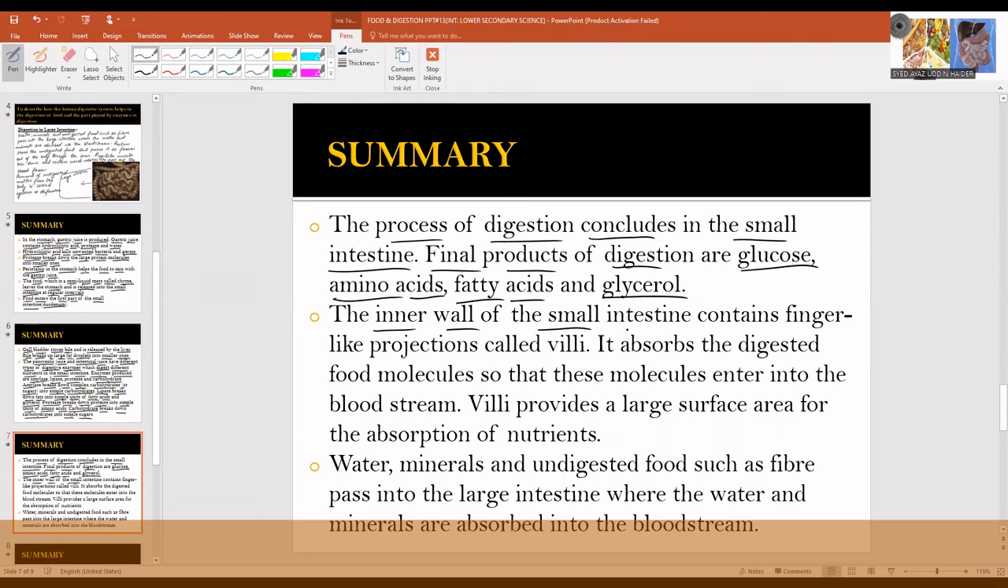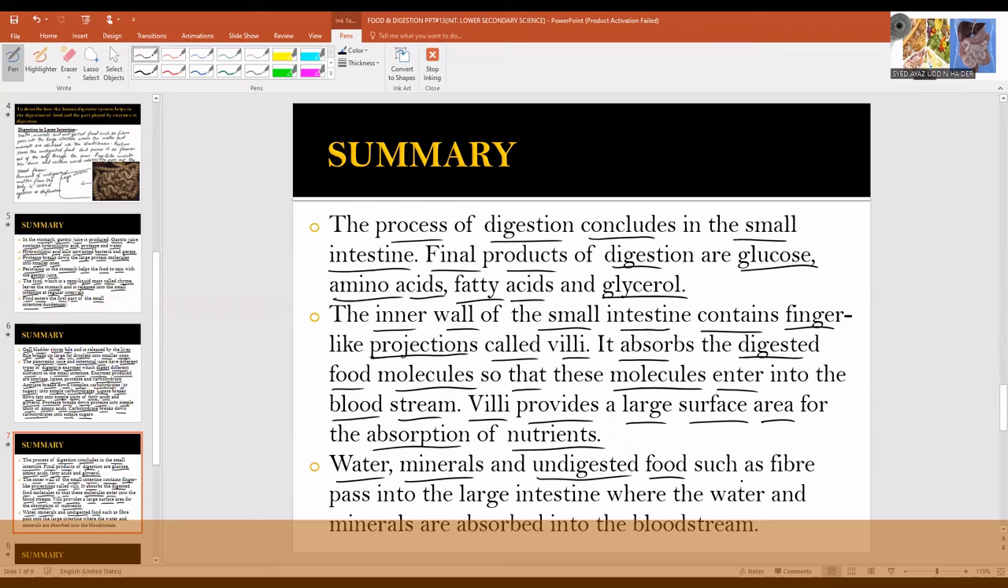The inner wall of the small intestine contains finger-like projections called villi. It absorbs the digested food molecules so that these molecules enter into the bloodstream. Villi provide a large surface area for the absorption of nutrients. Water, minerals, and undigested food such as fiber pass into the large intestine, where the water and minerals are absorbed into the bloodstream.